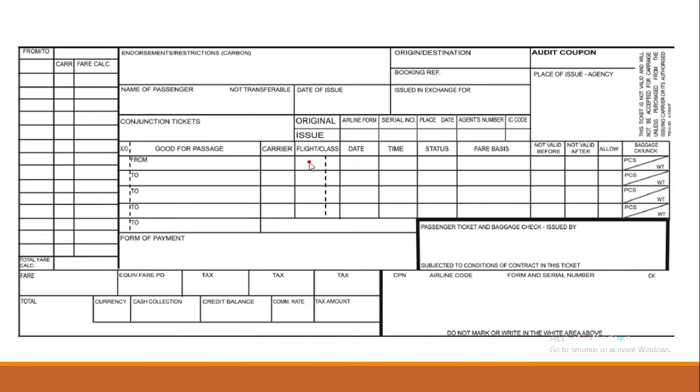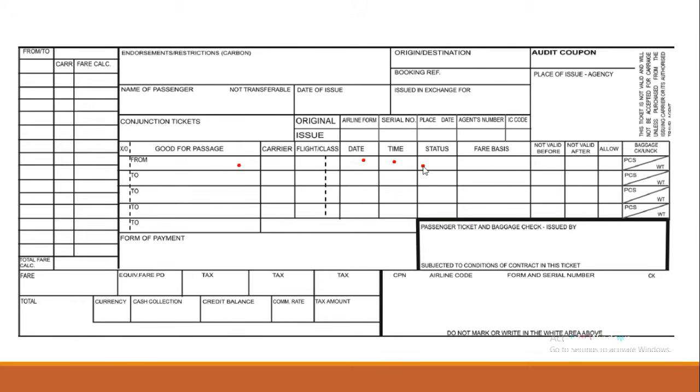So you will write the flight number 801, 301, whatever. Then the class is going to be Y, H, K, depending on the class of travel. Then here you will write your departure date. So your departure date from the first city, which is Johannesburg. Then we will write the departure time.